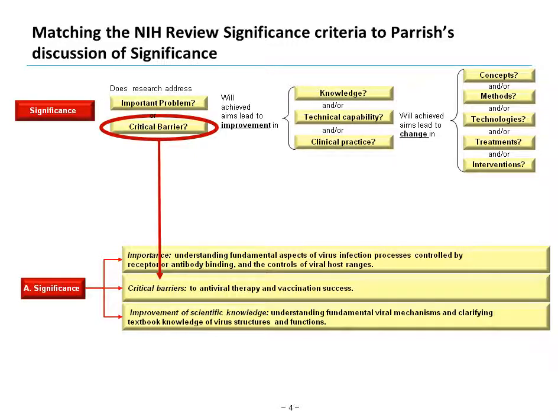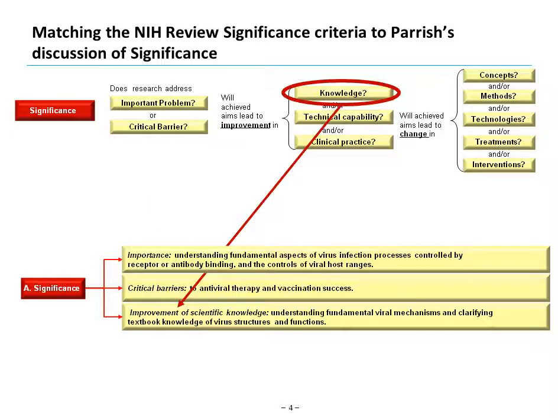Critical barrier. Again, explicit addressing that. The critical barrier to developing effective antiviral therapy and vaccination success. Our lack of knowledge is an impediment to that. And we have an improvement in knowledge. We'll understand the fundamental viral mechanisms and clarifying the textbook knowledge of virus structures and function. So we're ticking off those criteria here in the significance section.